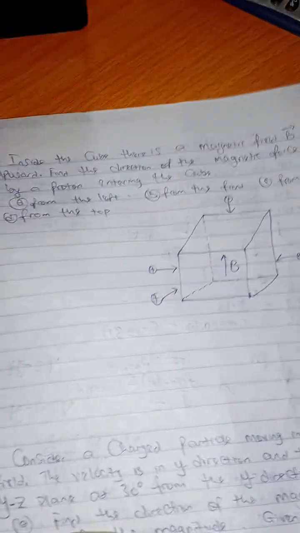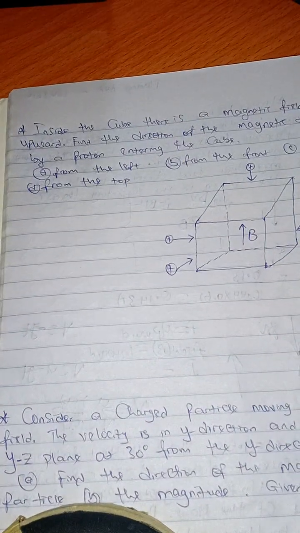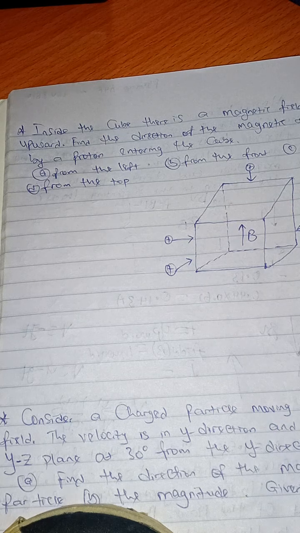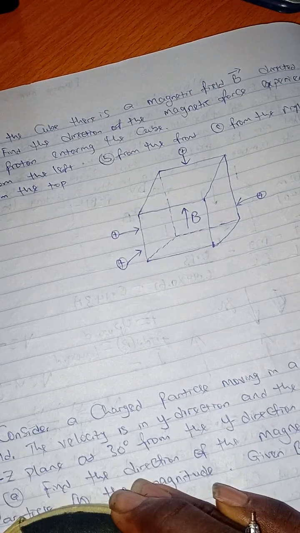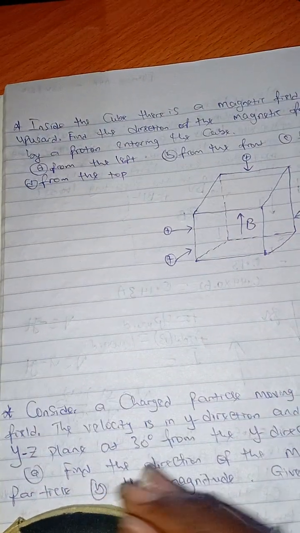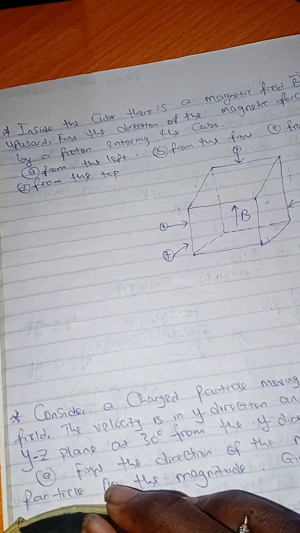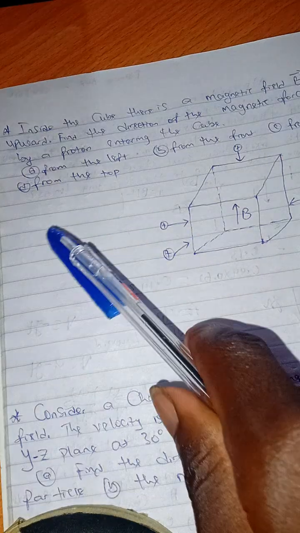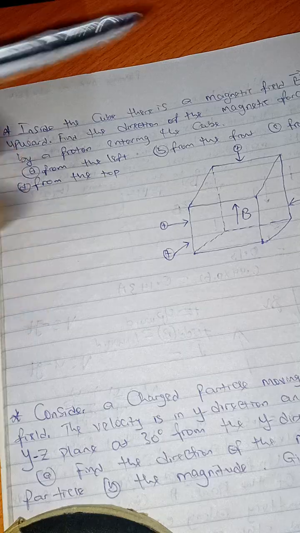Now, those of you who are using vector to find your direction, you are wasting time. Just understand the finger. You are good to go. Inside the cube, there is a magnetic field B directed upward. Find the direction of the magnetic force experienced by a proton entering the cube. A, that is entering the cube from the left, from the front, from whatever. So these are the proton.